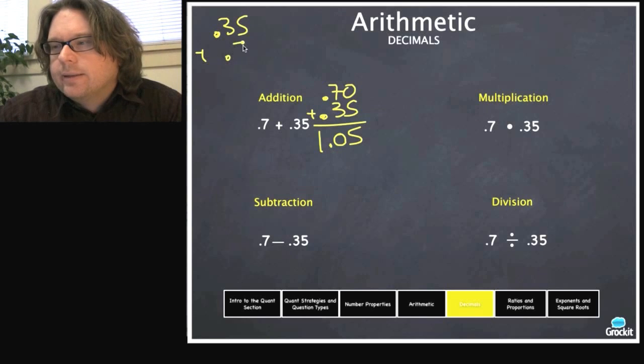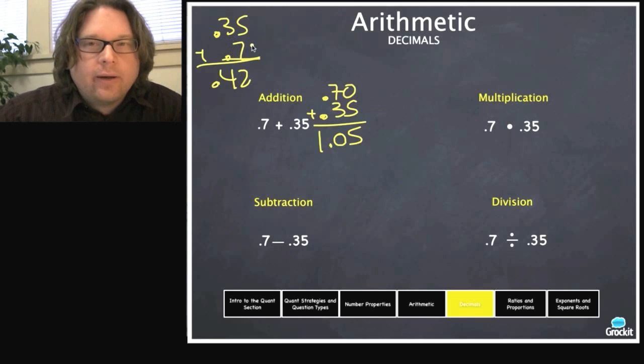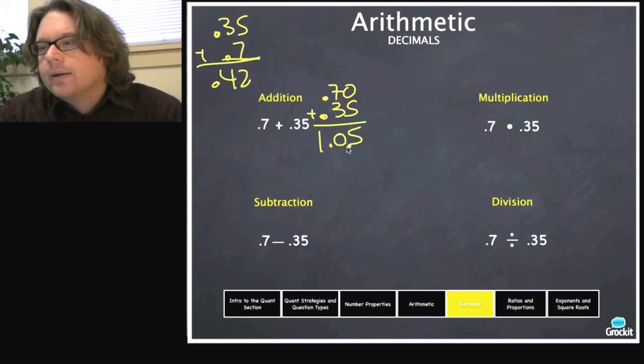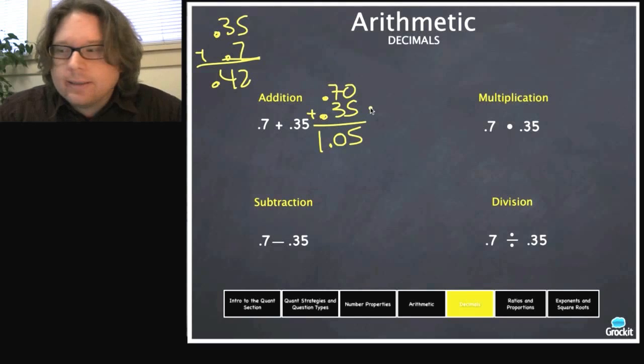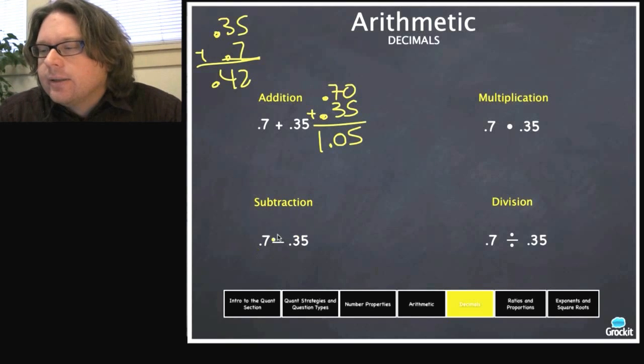If you did 0.35 plus 0.7, you could get 0.42 because you'd be adding 7 to 35 incorrectly. So line them up, put in dummies to make sure. Subtraction, same thing.